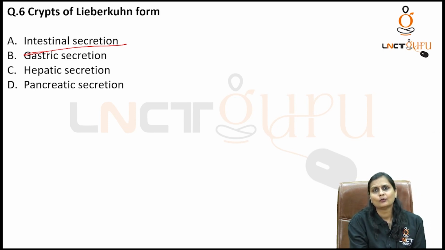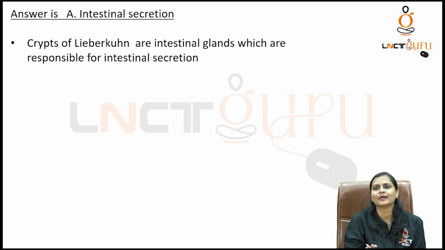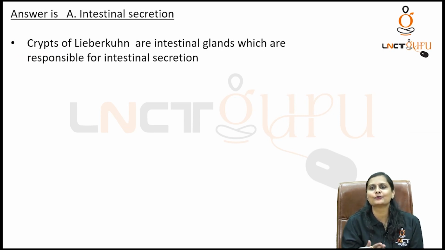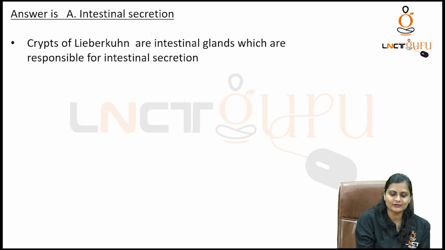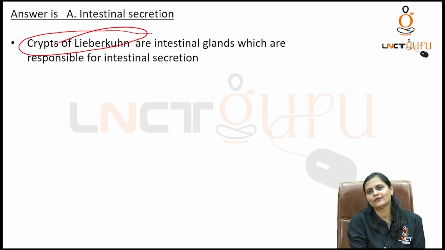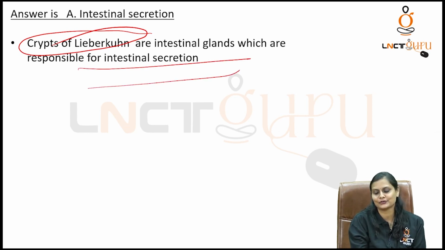Okay. Now what are these crypts of Lieberkühn? Now the crypts of Lieberkühn are nothing but your intestinal glands. That means, if intestinal glands have another name, what is it? It is your crypts of Lieberkühn. Obviously, since they are intestinal glands, they will make intestinal secretions. So the answer for this question is your intestinal secretion.